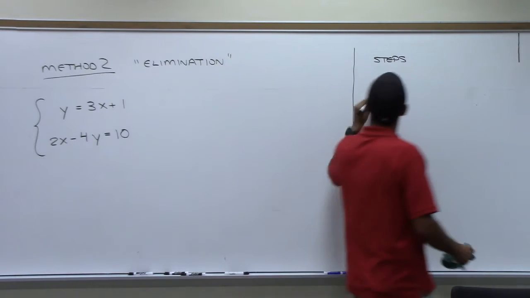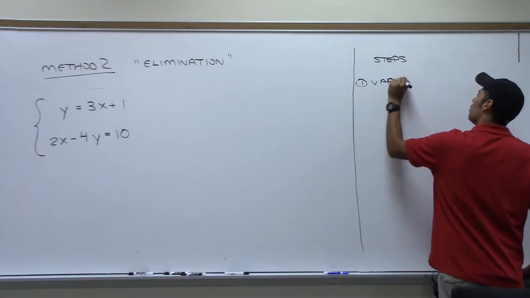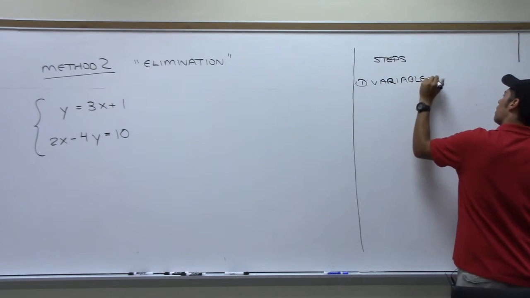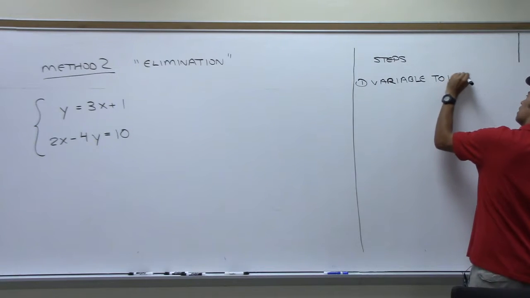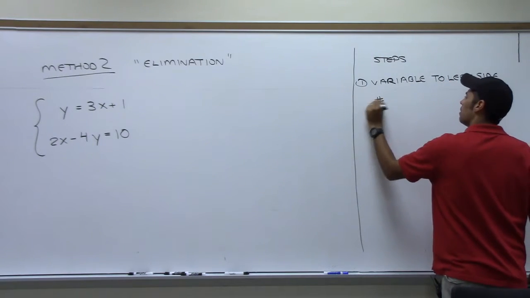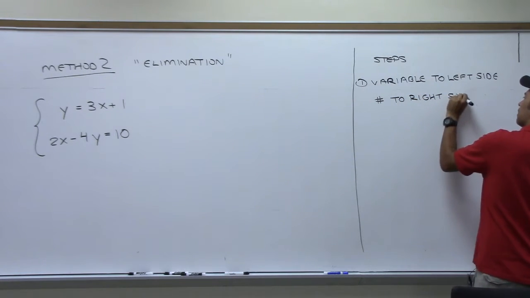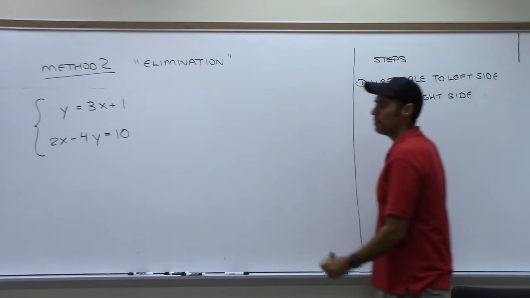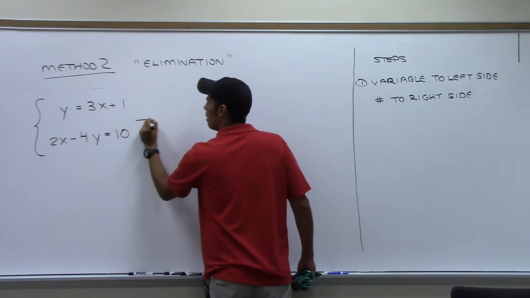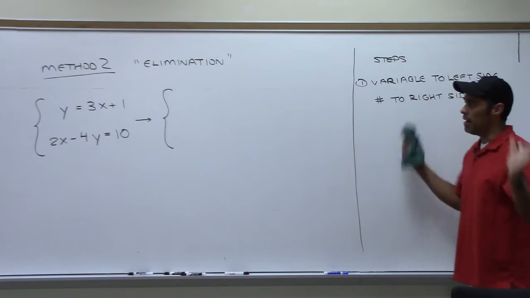So, step one: variables to the left side, numbers to the right side. Let's do that step. What I'm going to do is put an arrow. I'm going to rewrite this system of equations. Just going to rewrite it.